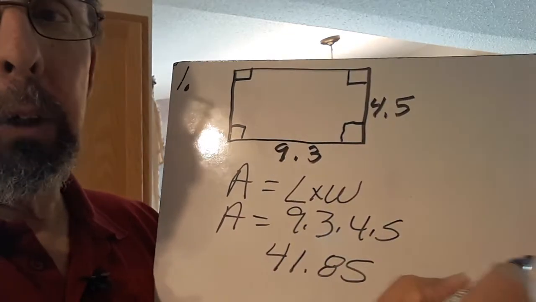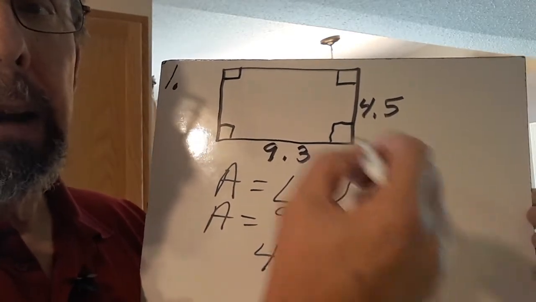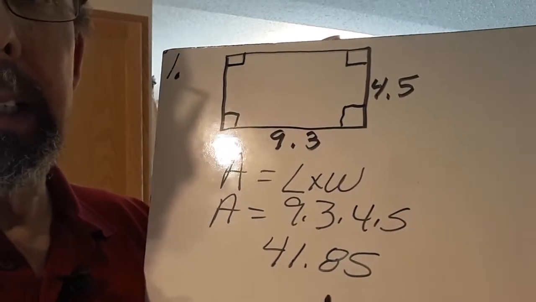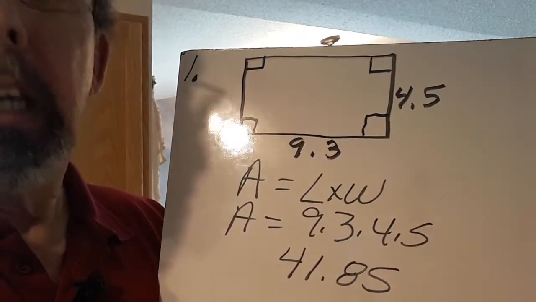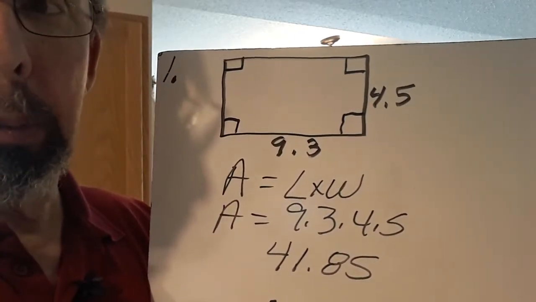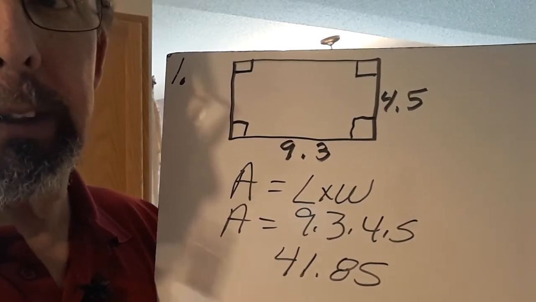When you get to parallelogram, you're going to have base times height. It's still basically the same thing, but they just show the formula differently. You're going to have to memorize the formulas. You got to memorize the formulas. They're going to ask you for those on quizzes and tests.